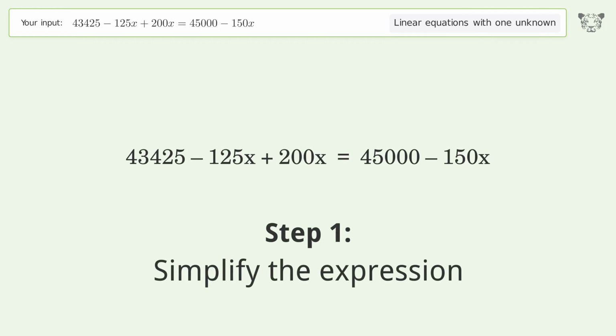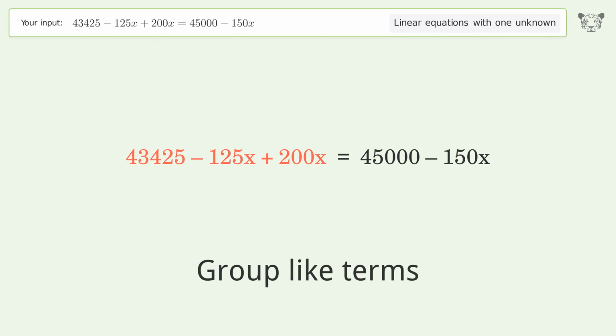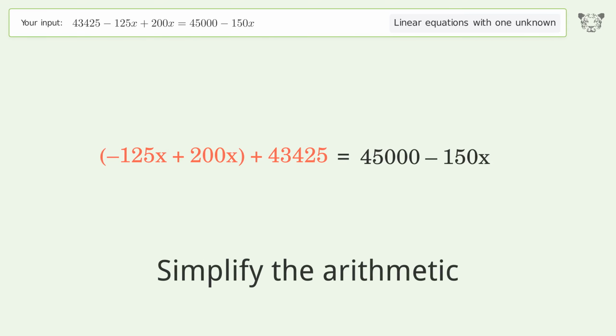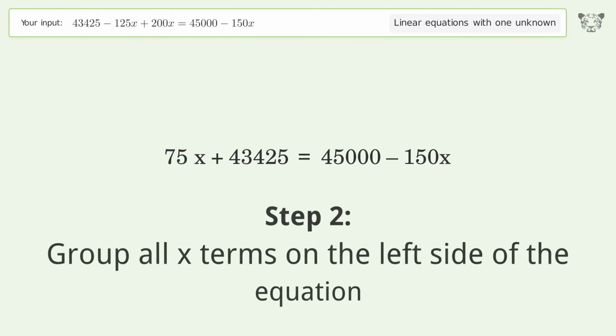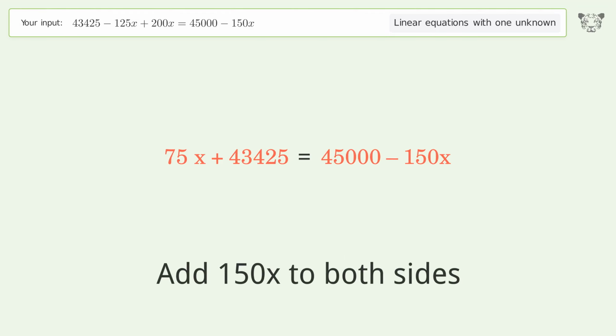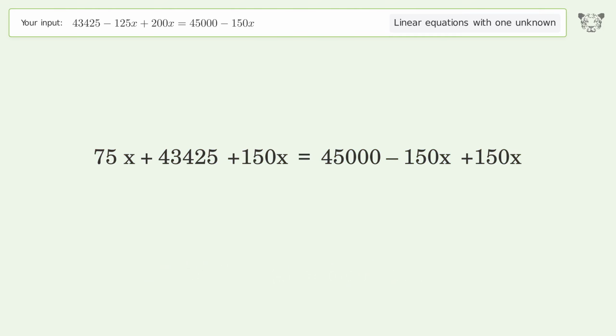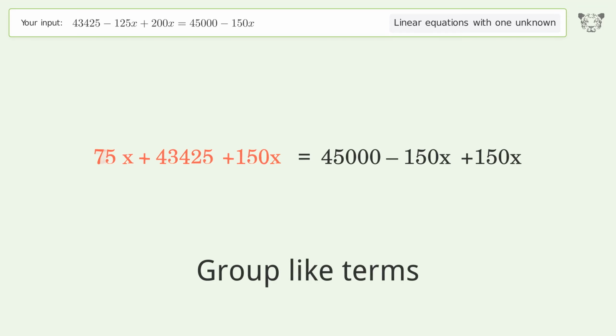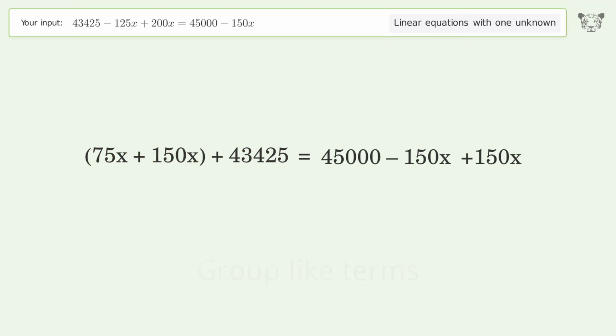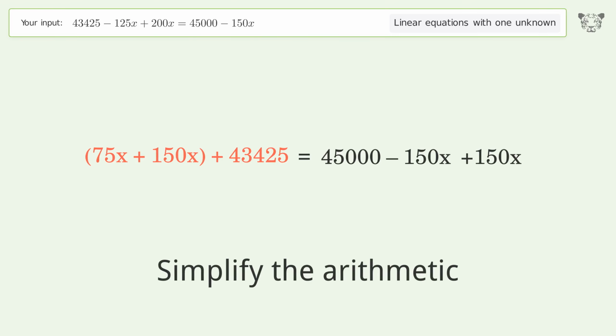Simplify the expression. Group like terms. Simplify the arithmetic. Group all x terms on the left side of the equation. Add 150x to both sides. Group like terms. Simplify the arithmetic.